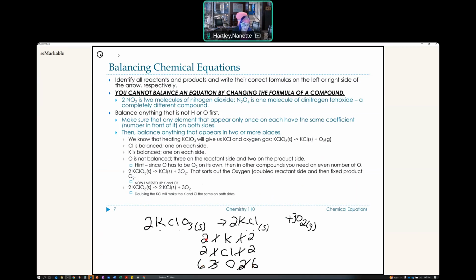But that also changed the potassium and the chlorine. So now I have to fix that. And I know I have to fix those 2 because I changed them on this side. So now I can change them over here. So how do I fix those? Well, if I put a 2 out in front of this, it changes both of those. It's not always that simple, but that's a way for me to take care of it.